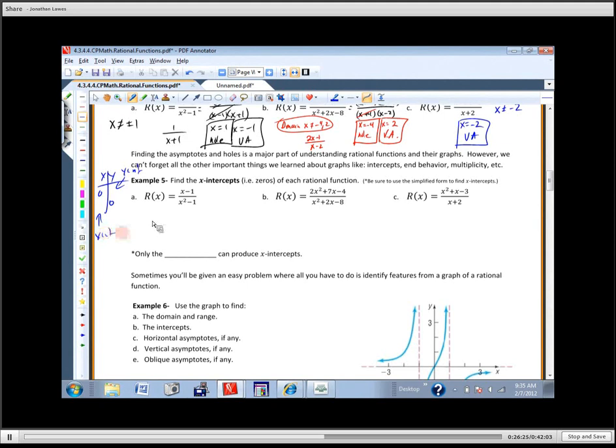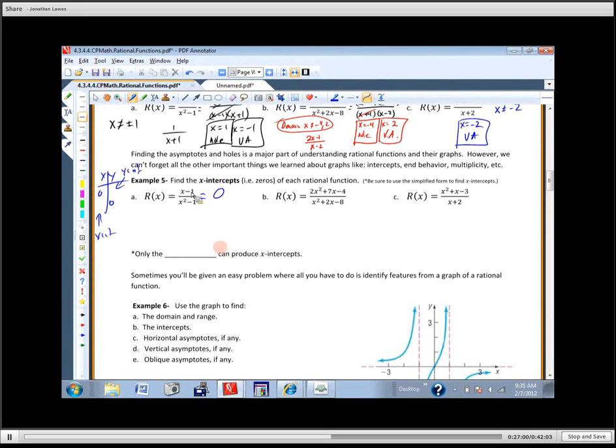Okay? So if we're asked to find the x-intercepts, or the zeros, or the roots, or the solutions of this, we want to know when this equals 0. Now take a good look. When does that equal 0? Okay, what would be the only part of a fraction that could make it equal to 0? Only the numerator. Only the numerator can make it equal to 0.